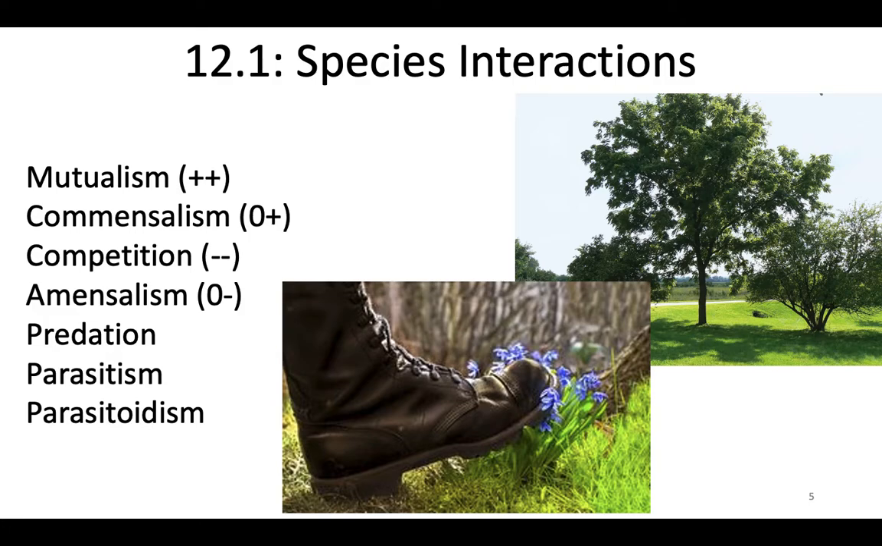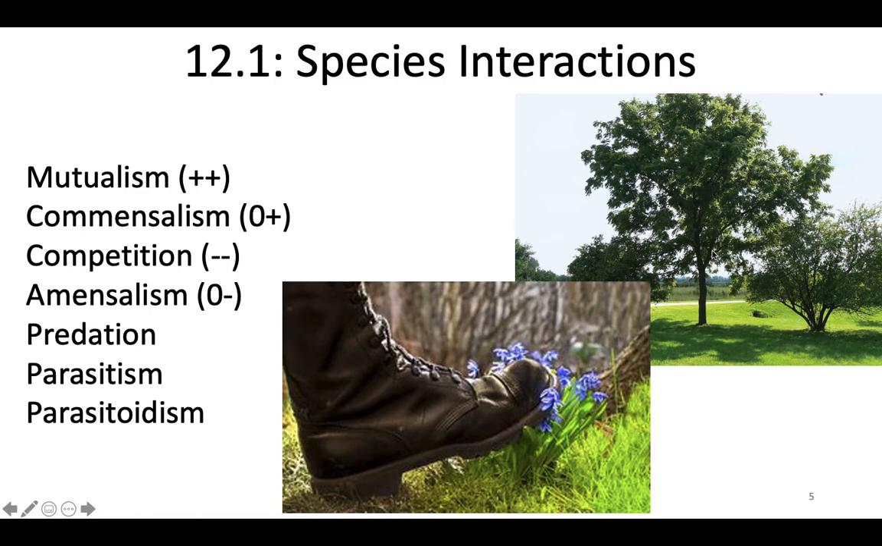Amensalism is when one species, A, is not affected by the relationship, but the other species is negatively impacted. So this would be like an animal or a human stomping on plants in the wild. The person is not impacted, but the plant is negatively impacted. Or maybe a tree that's growing a little taller than some other trees, and it shades out sunlight availability. It doesn't really do anything to this tree if it was already growing there, especially if it's not competing for nutrients in the soil, but it negatively affects this plant.